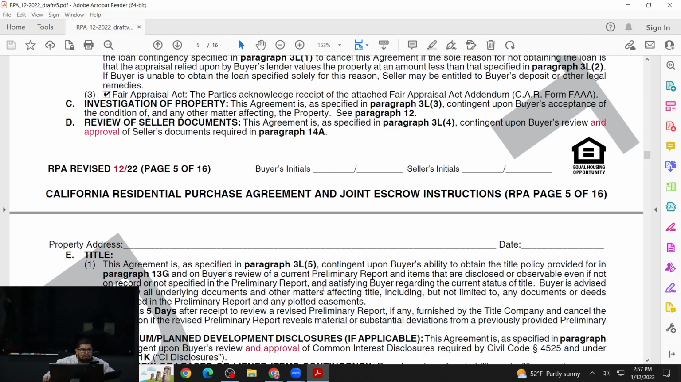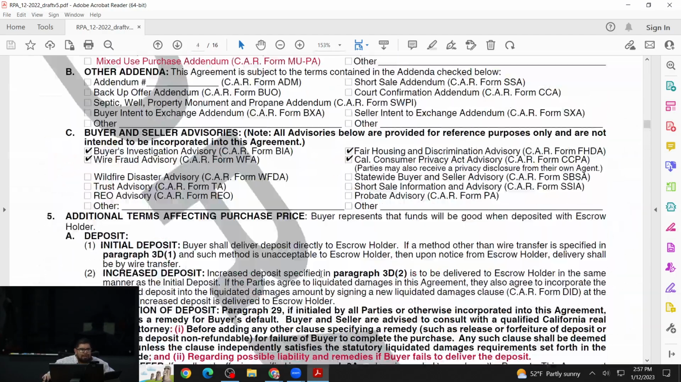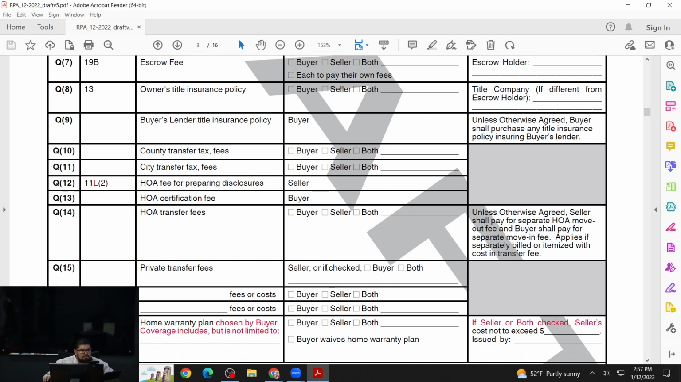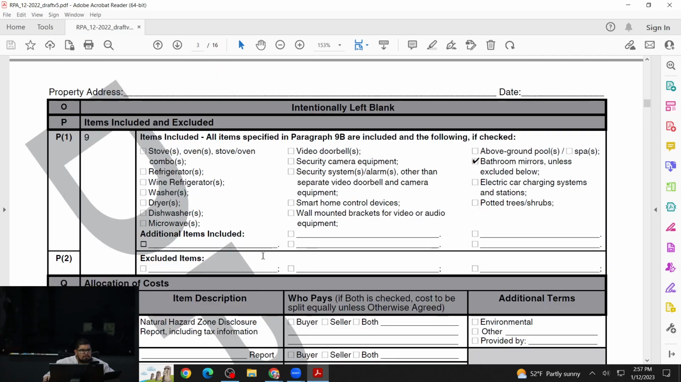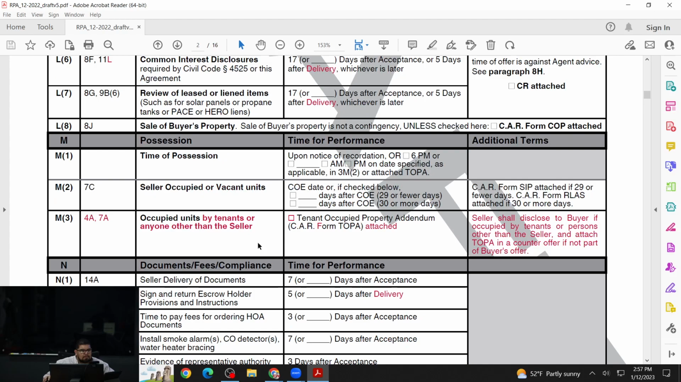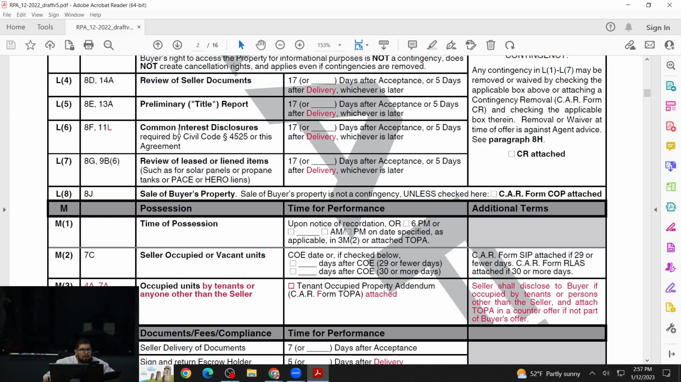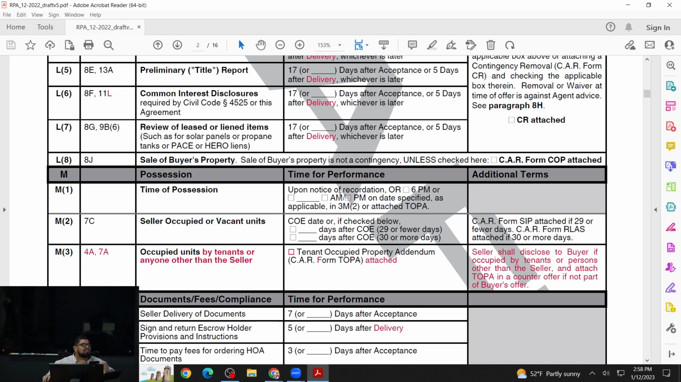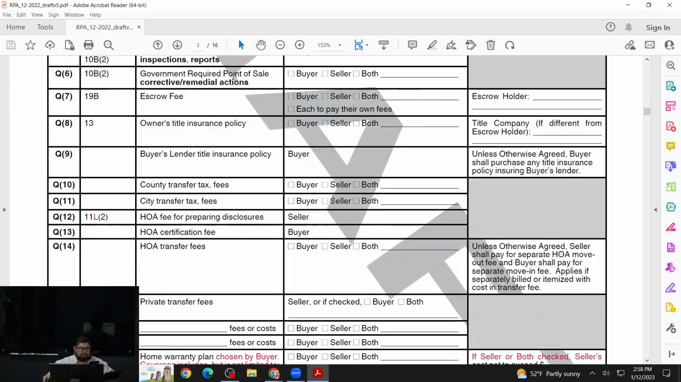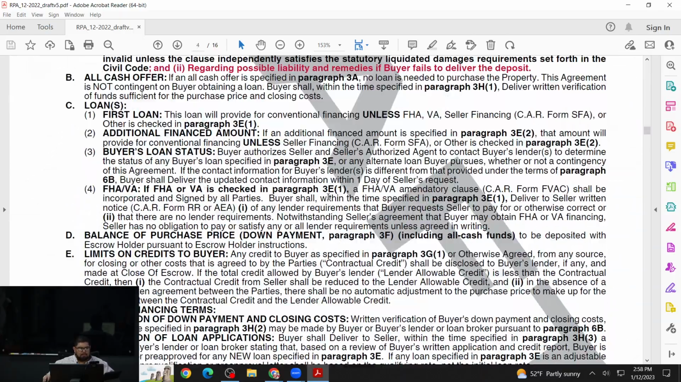Condominium plan disclosures. If we go back up, it says here, common interest disclosures. It's already set in stone in the contract, so it's just clarifying what that means. Let's do one more and then we'll call it a day.